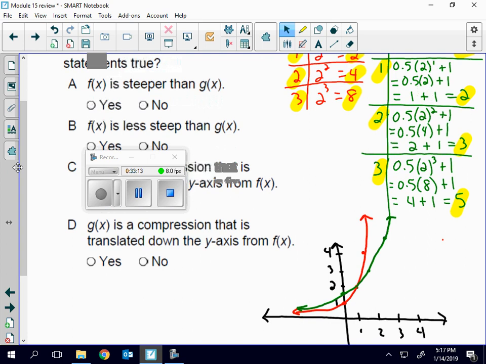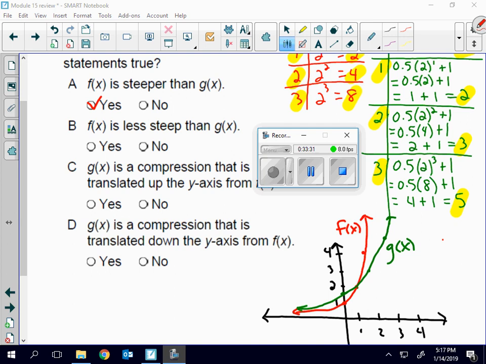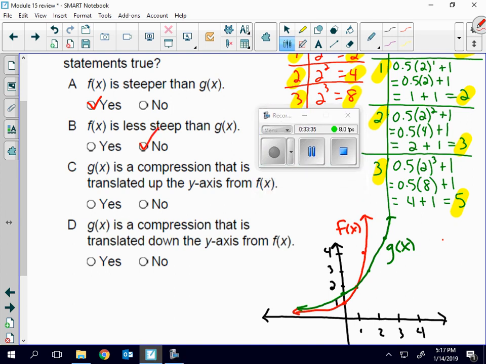F of x, let's label these. The red is f of x, and the green is g of x. So f of x is steeper than g of x. I'm going to say yes, that is true. What do we have? F of x is less steep. Well, obviously, that's a no. All right. G of x is a compression, meaning less steep. Well, we know g of x is less steep.